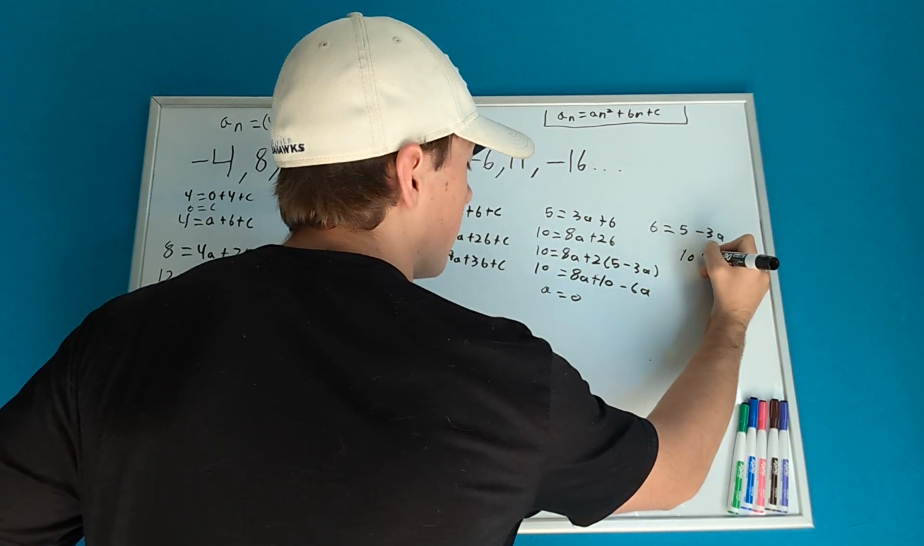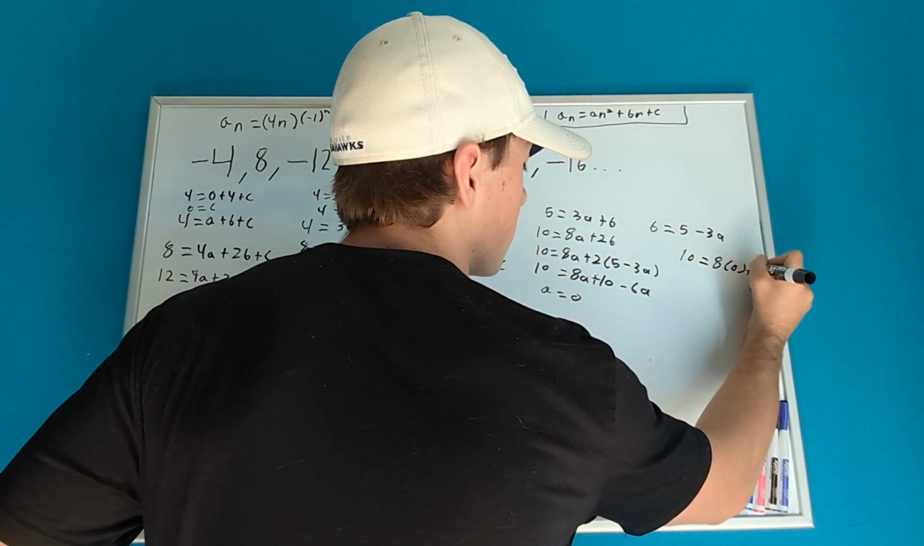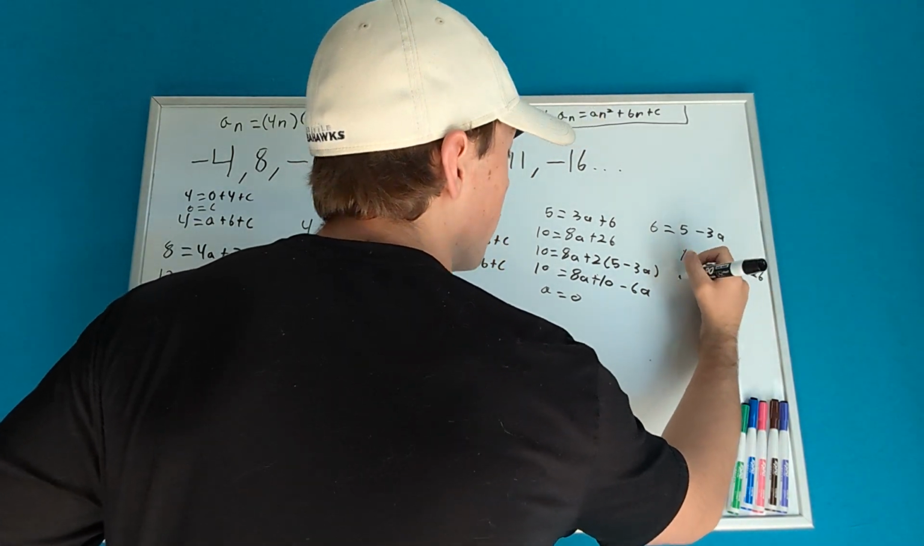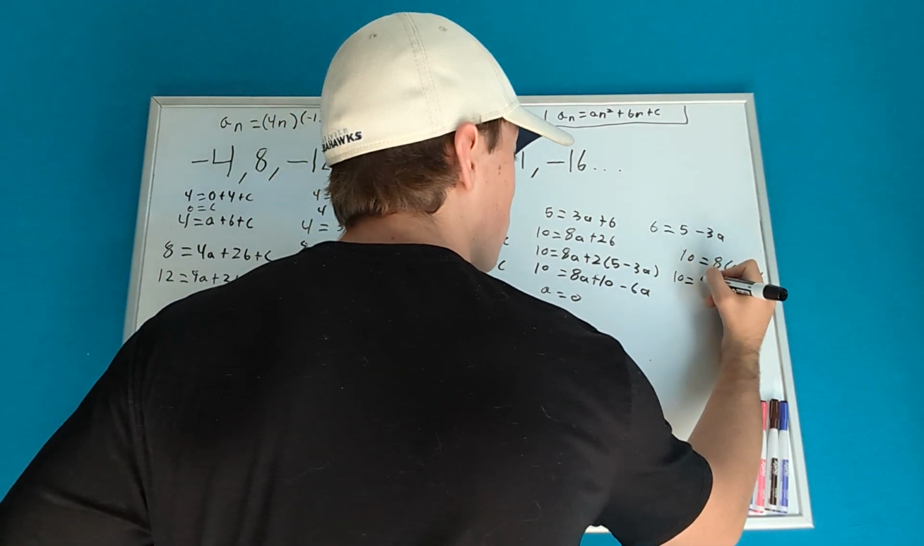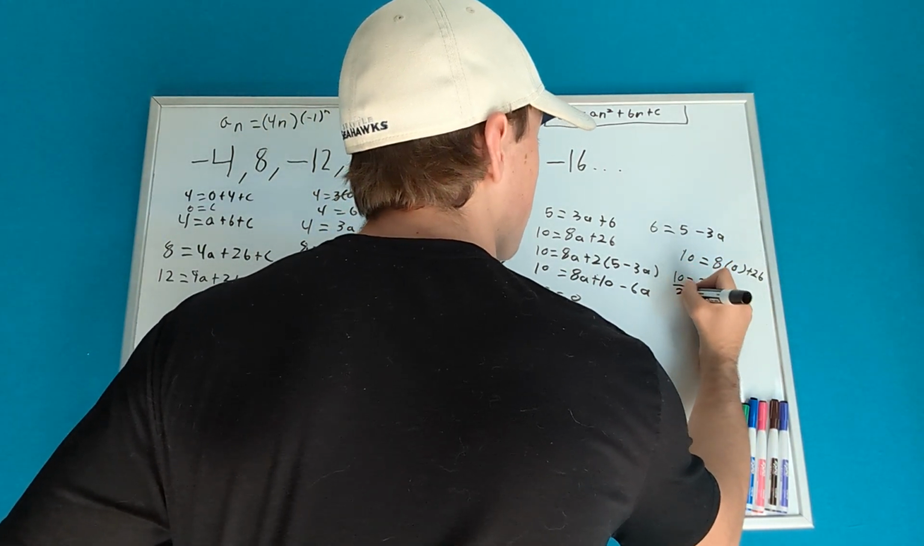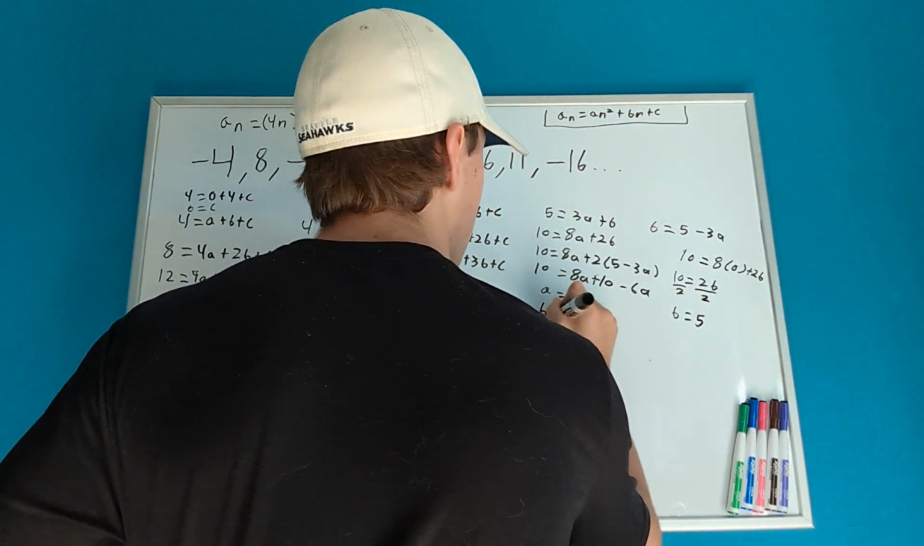We get 10 equals 8 times 0 plus 2B. Sorry, that's a little off. Then we get 10 equals 2B. Divide both sides by 2. B equals 5. All right, so then B equals 5.